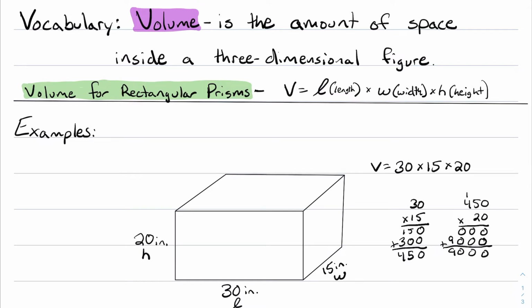So our volume for this particular prism is going to be 9,000, and we take a look at our measurement, inches, and it's going to be cubed. So we put our little 3 up there. So for finding volume for these rectangular prisms, we're just multiplying the length times the width times the height. Let's take a look at another example.